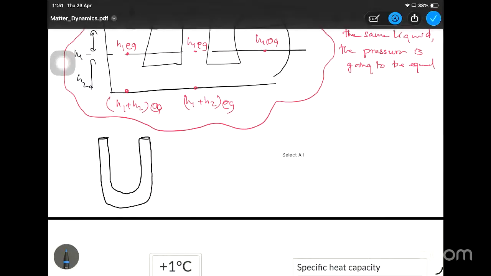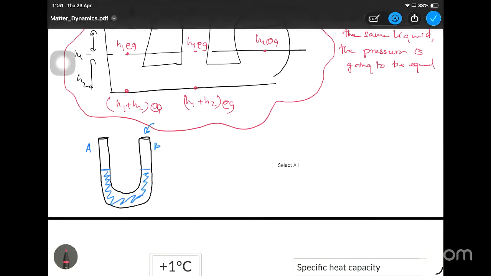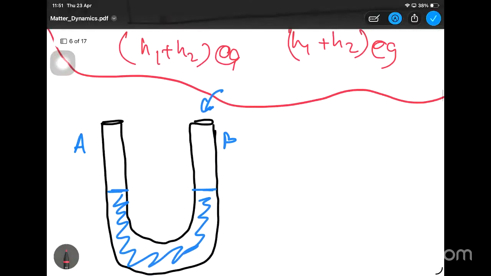If we pour a liquid here, just imagine this is my arm A, this is B, and we are pouring liquid from B, and eventually it will have the same equal levels like this. The reason is, these are open. The upper places are open, which means here you will be experiencing the atmospheric pressure, and here also you will be experiencing the atmospheric pressure. So this molecule and this molecule will also be experiencing the atmospheric pressure.